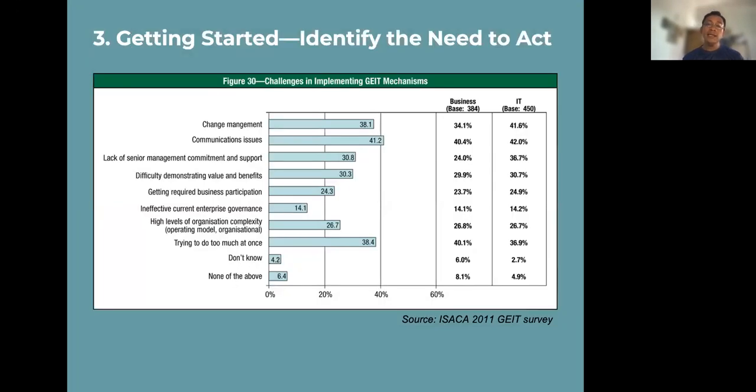So the third one, getting started: identify the needs to act. You can see from Figure 30, the challenges in implementing the GEIT mechanisms here. You have the business columns and you also have the IT columns here. And "best" here means how many respondents answered the survey that was performed by ISACA in 2011. And then here we have the challenges.